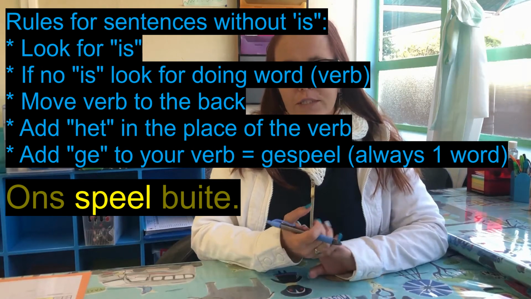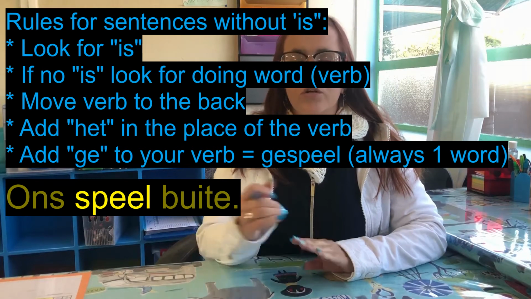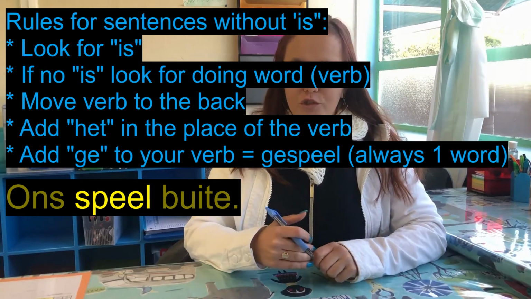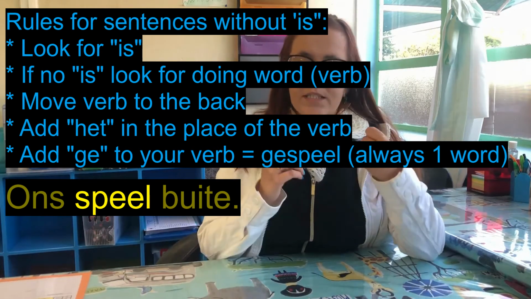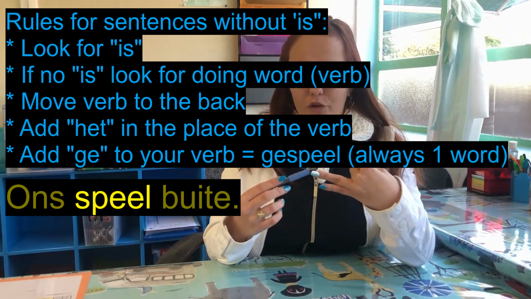Let's go through the rules. This might sound a little bit complicated, so let's go through the rules again just to help you. Number one, is there an is? No. So what's the next thing I do? Look for my doing word.